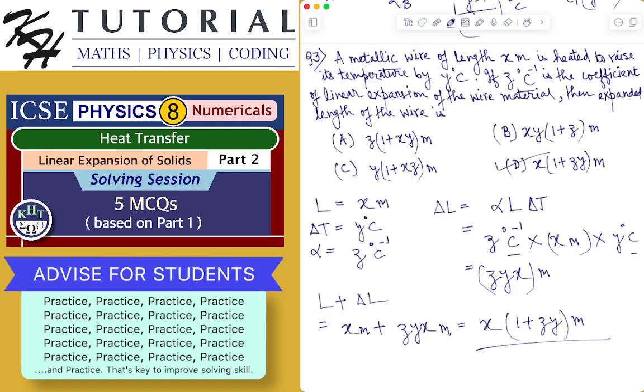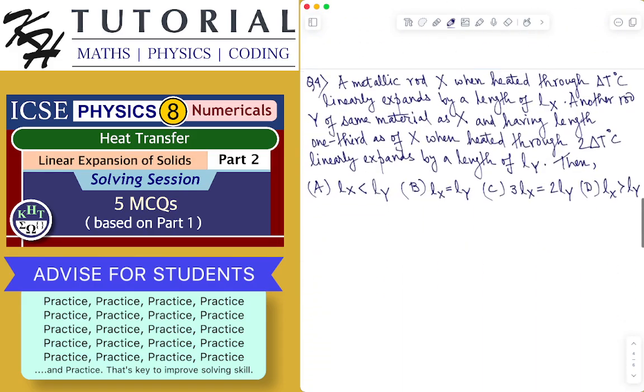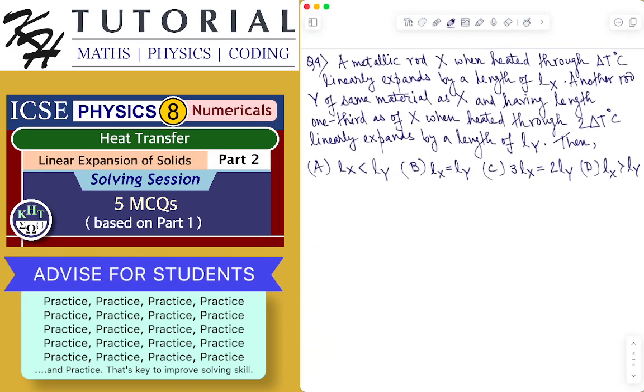Let's see the next problem. Question number 4. A metallic rod X, when heated through delta T degree Celsius, linearly expands by a length of Lx. Another rod Y of the same material as X and having length 1/3 as of X, when heated through twice of delta T degree Celsius, linearly expands by a length of Ly. Then which of the choices is correct?